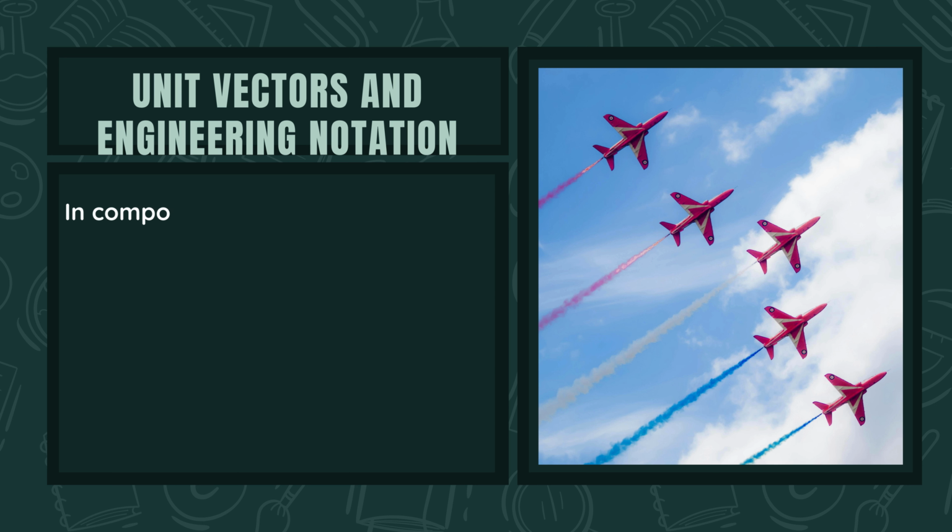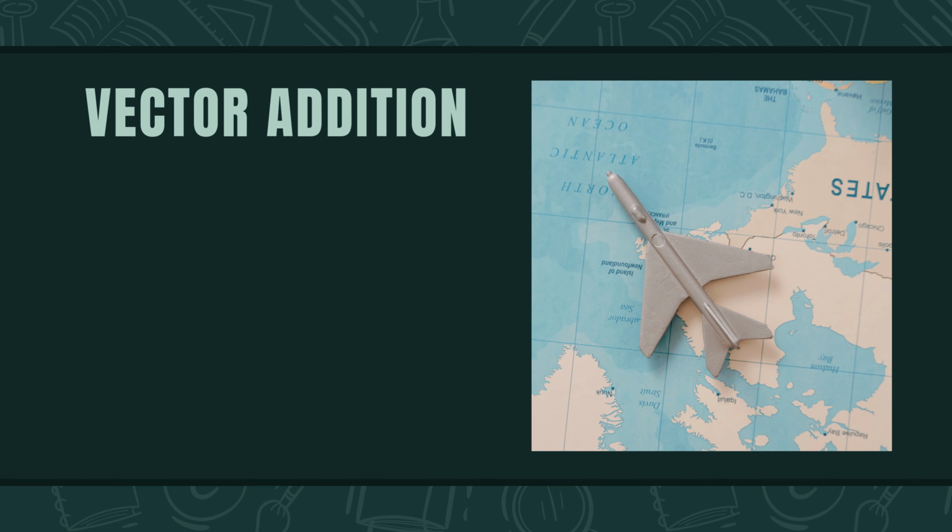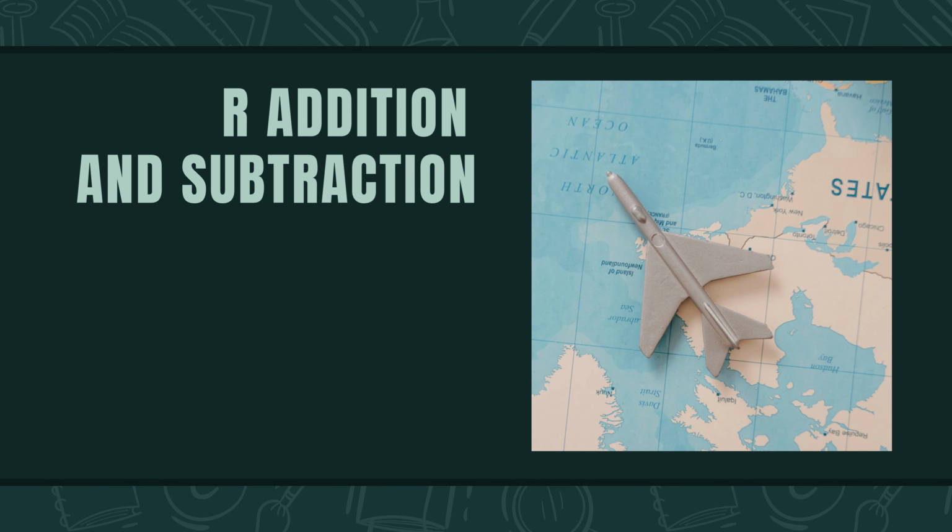In component form, a vector is written as a equals 3 units in the x direction, plus 5 units in the y direction. In magnitude-direction form, this same vector is expressed as 5.83 units at an angle of 59 degrees from the x-axis, where 5.83 represents the length or magnitude of the vector, and 59 degrees indicates its direction relative to the x-axis. Now, let's discuss vector addition and subtraction.